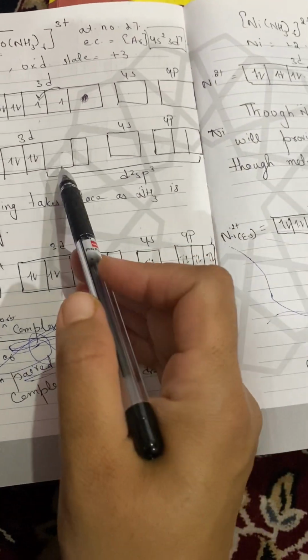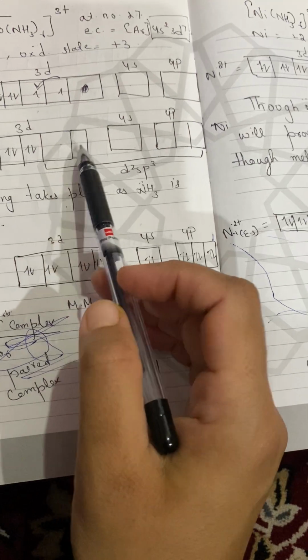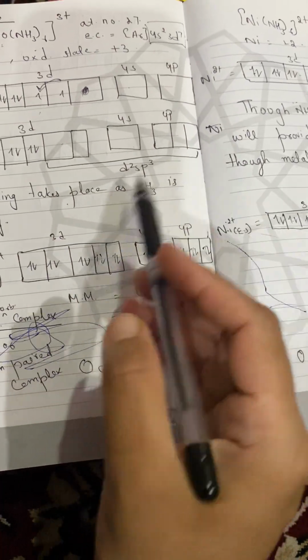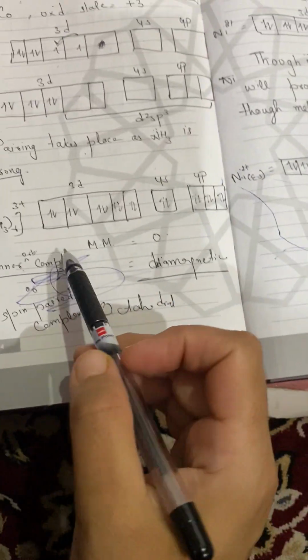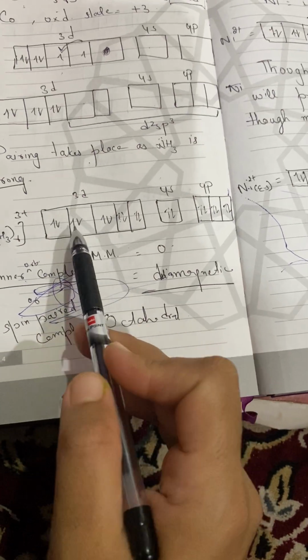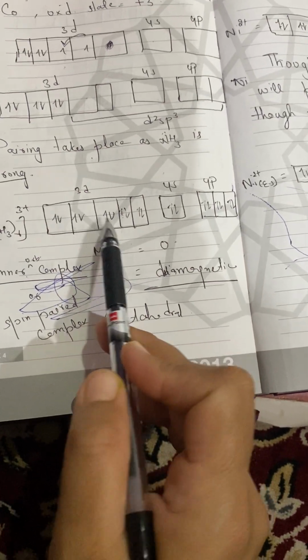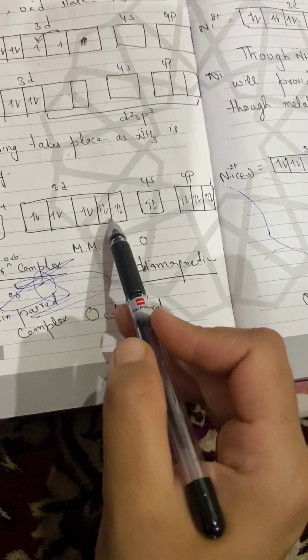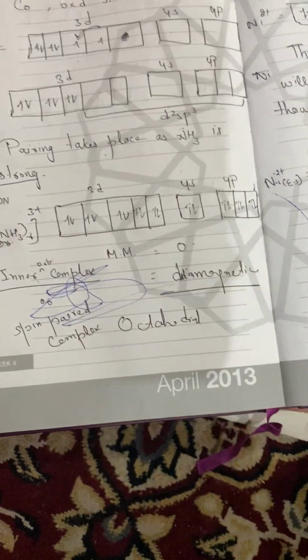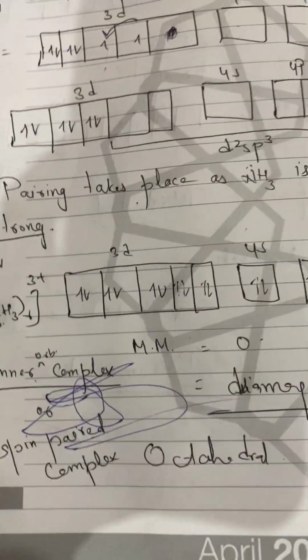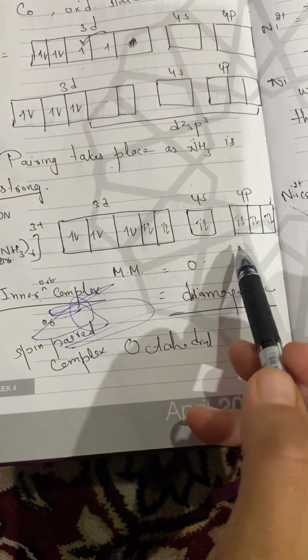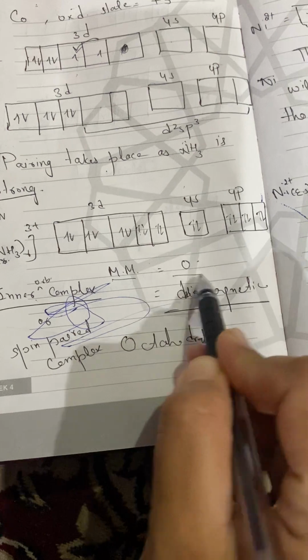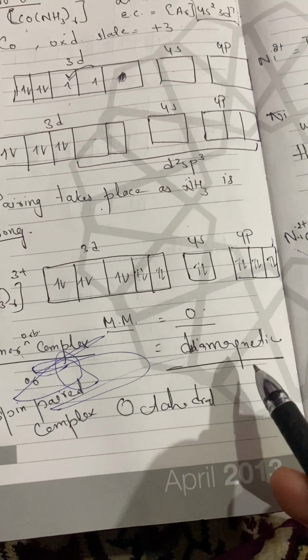So now hybridization takes place: d2sp3. The final complex is formed something like this. These 3 orbitals are filled with the electrons from the metal itself, whereas these 6 orbitals contain electrons accepted from the ligands. And as we can see, there is no unpaired electron. The magnetic moment will come out to be 0 and the complex will be diamagnetic.